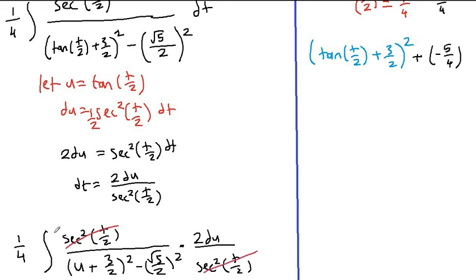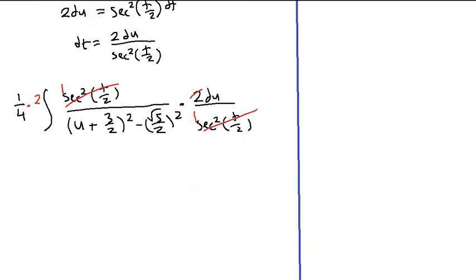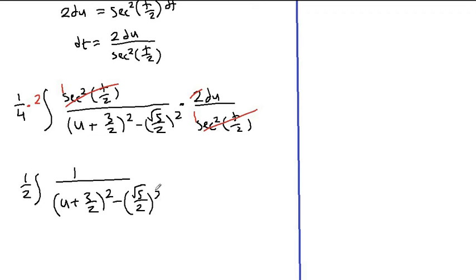Numerator cancels. 1 is left here, 1 is left here. And we can pull this 2 in front of the integral sign. So we have 1/2 here. Let's rewrite. So we have 1/2 integral of 1 over u plus 3 over 2, the quantity squared, minus radical 5 over 2, the quantity squared, du.